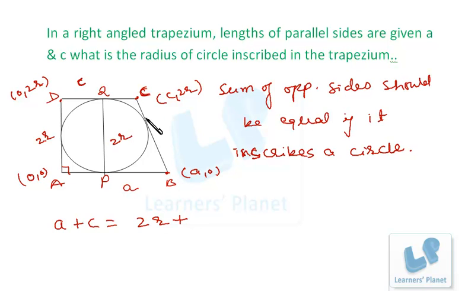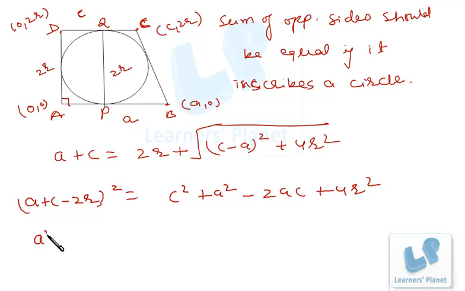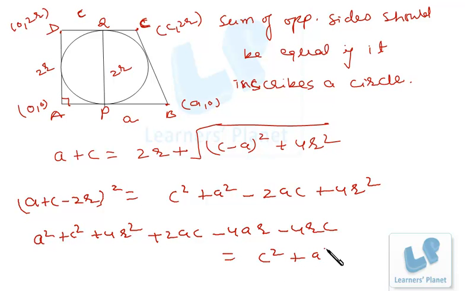plus this length. Now here we can use the distance formula. So that's C minus A whole square plus 4r square. Okay. Now A plus C minus 2r whole square is equal to, I just take this side, C square plus A square minus 2AC plus 4r square. So it's A square plus C square plus 4r square plus 2AC minus 4AR minus 4RC is equal to C square plus A square minus 2AC plus 4r square.